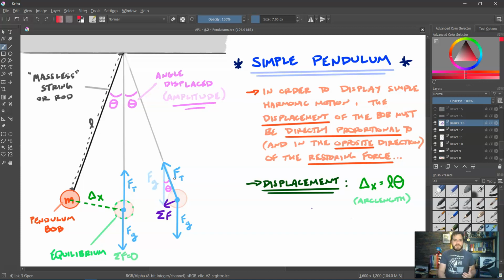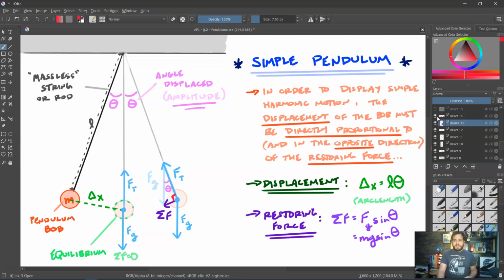Keep in mind that I have basically right here a right triangle. These are perpendicular to each other, and I have theta, so this piece here would be equal to the hypotenuse of this triangle times sine of theta, or the restoring force is therefore equal to Fg sine theta, or if I want to substitute in for the weight, mg sine theta.